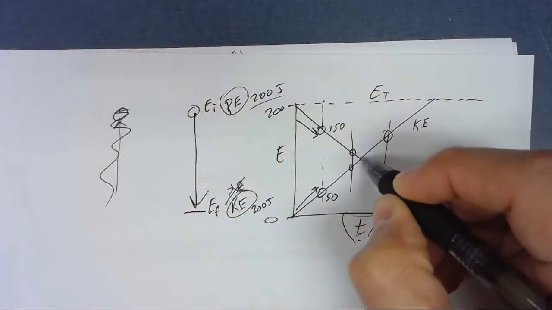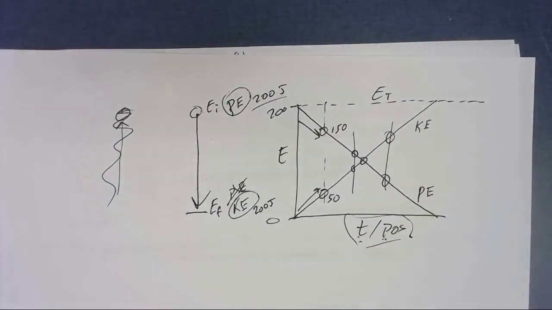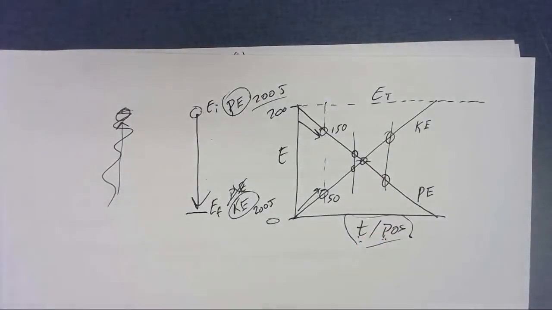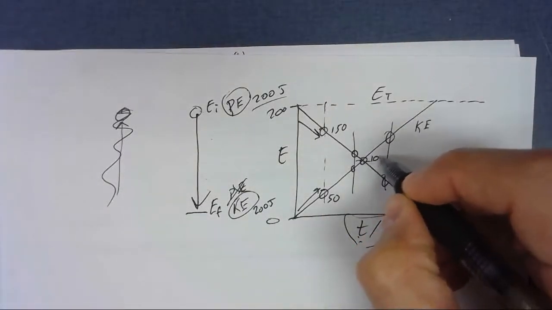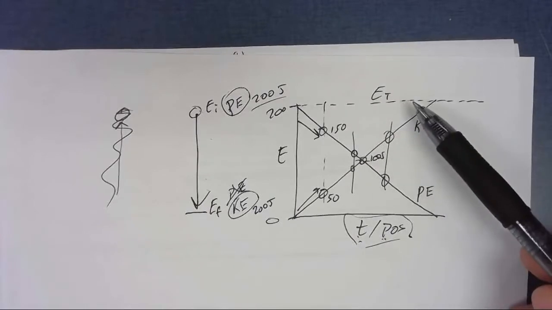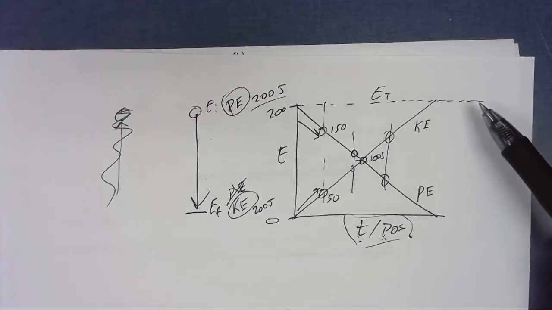And the part where they cross is very interesting because we know they both have the same amount at that point. And if they both have the same amount, the only number that is the same that adds to 200, they both have 100 joules right there, right in the middle. So this is how graphs look for the law of conservation of energy. Total energy always stays the same. It's a straight line across the top.